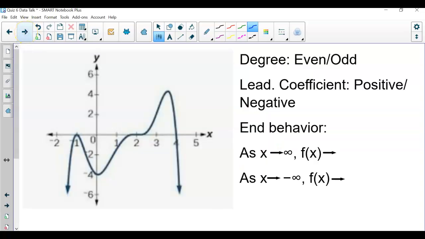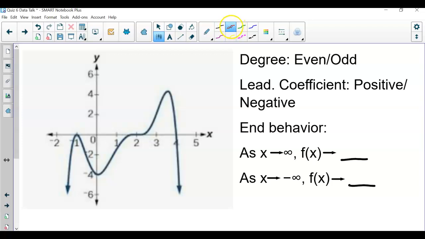So now pause the video here. This is just identifying if the degree is even or odd, leading coefficient is positive or negative, and then the end behavior. So as x approaches positive infinity, what's f of x approaching? And as x is approaching negative infinity, what's f of x approaching?